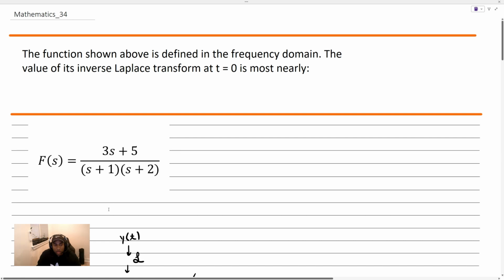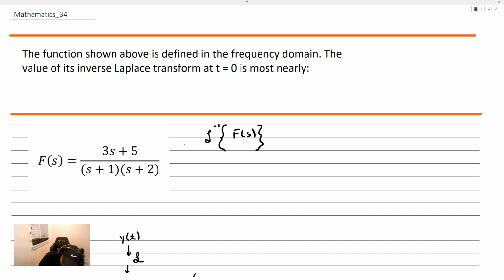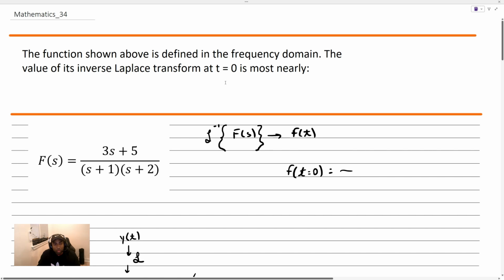Okay, so what about our problem? We have a frequency domain function. Our goal is to take it back to the time domain using an inverse Laplace transform. We're going to invert the frequency domain function F of s and turn it into a time domain function, F of t. And we're going to evaluate F of t at t equal to 0 to get the solution. So that's going to be our general process.